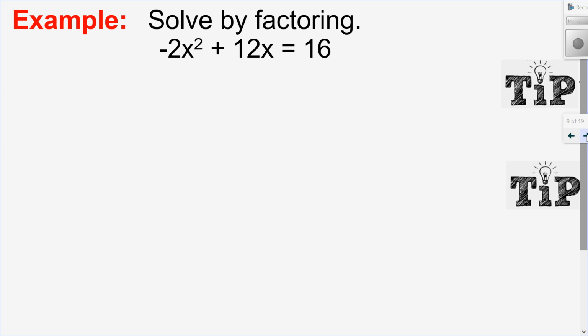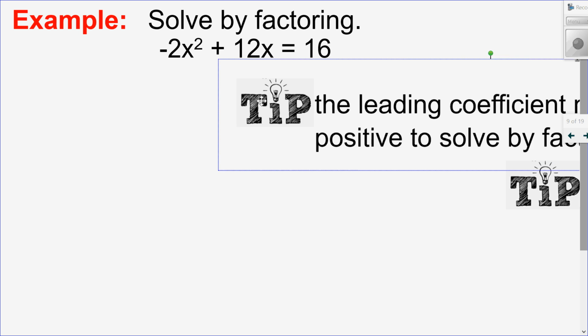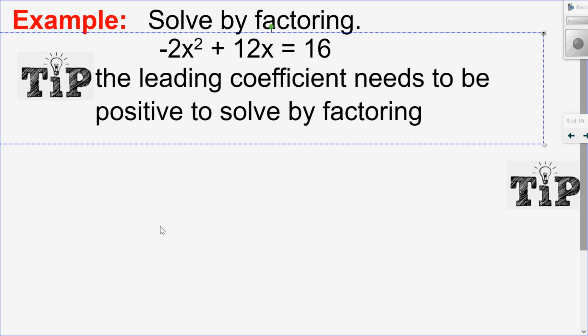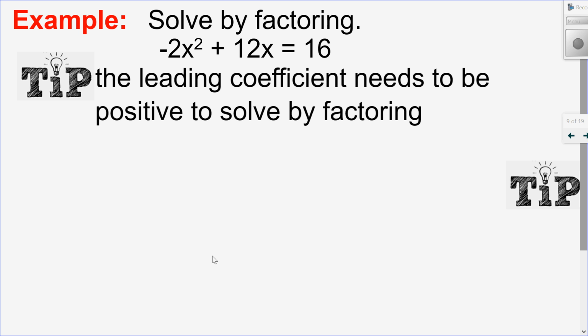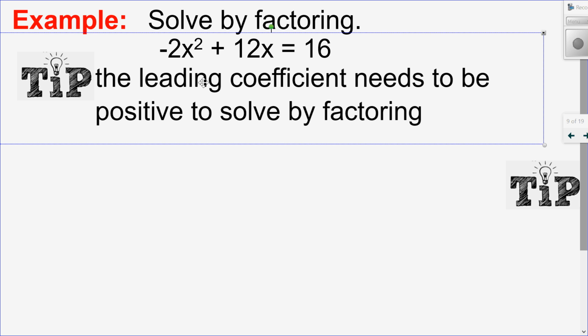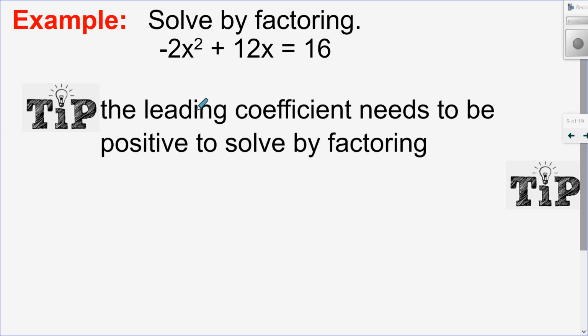Okay, let's try this one here. We want to solve this by factoring. So the first tip I have for you is that the leading coefficient, that's the number in front of x squared, needs to be positive to solve by factoring. So what I'm going to do is add 2x squared to both sides and subtract 12x from both sides. So just give myself a little bit more room here. I'm going to add 2x squared and also subtract 12x, and I do that to both sides because it's an equation, to maintain the balance.